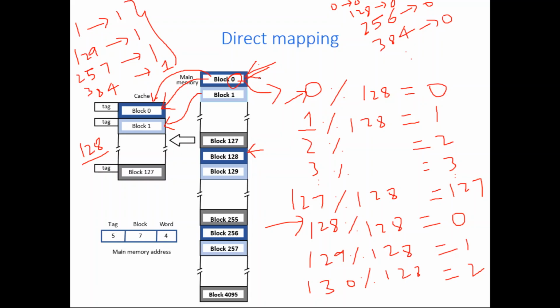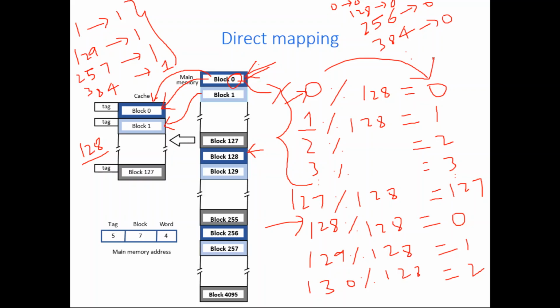The advantage of the direct mapping technique is that it is very simple. The logic for implementing this is very simple. But the disadvantage is that it is not flexible. Why is it not flexible? This is the reason: more than one block of the main memory will map to the same block of the cache memory only. It will not map to any other blocks.